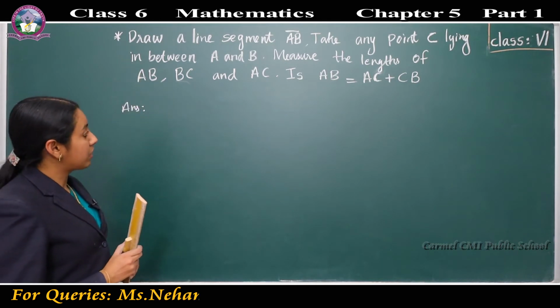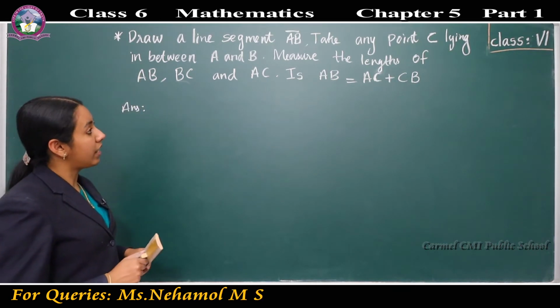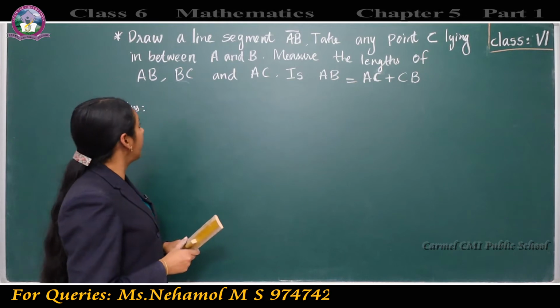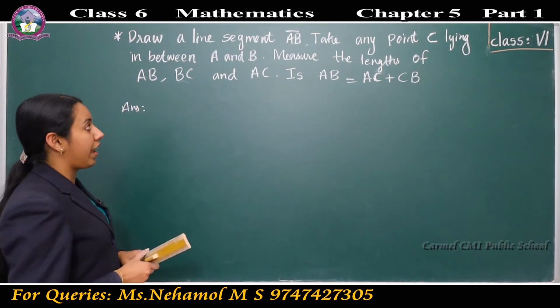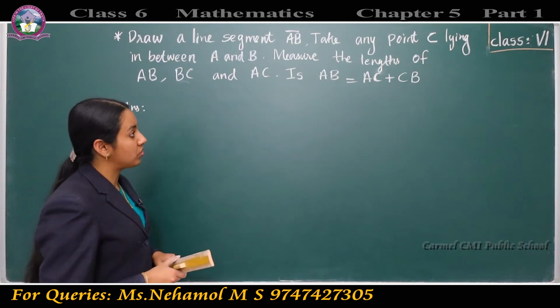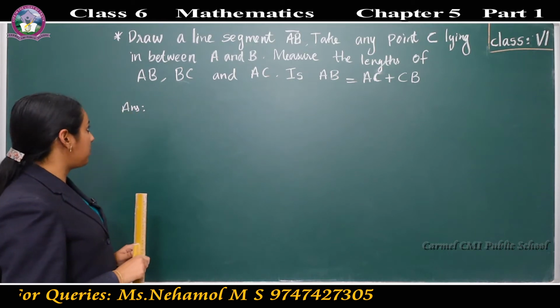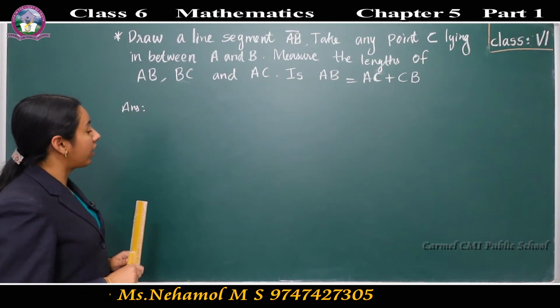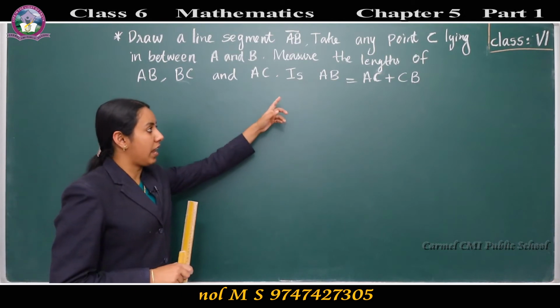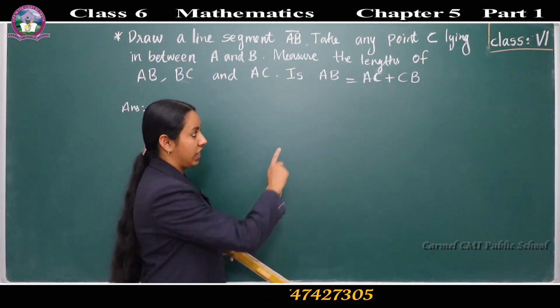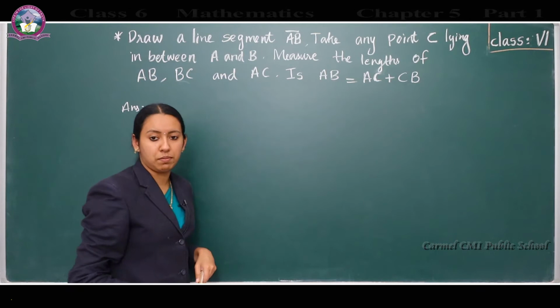Draw a line segment AB. Take any point C lying in between A and B. Measure the length of AB, BC and AC. Is AB equal to AC plus CB?